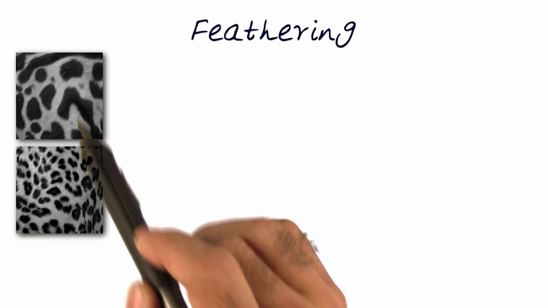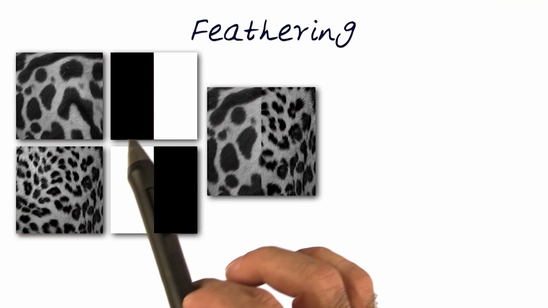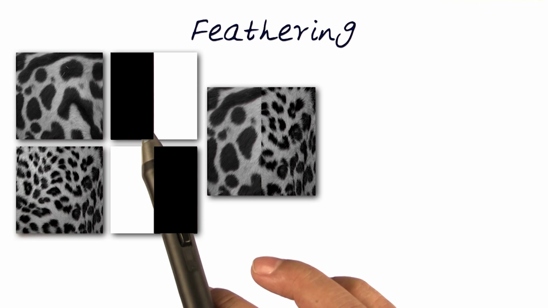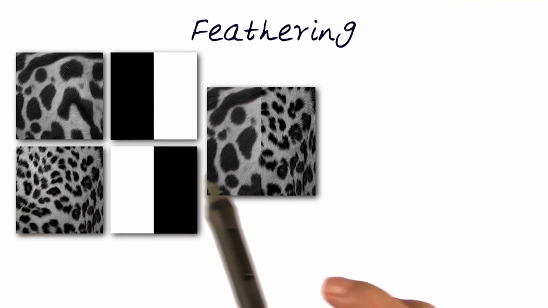So let me, again, just look at the whole concept of feathering. Here are my two images. What I can do is take, and of course we would be doing this in the frequency spectra for each and every one of the octaves, F1 and F2. Here I'm showing it in the spatial domain.